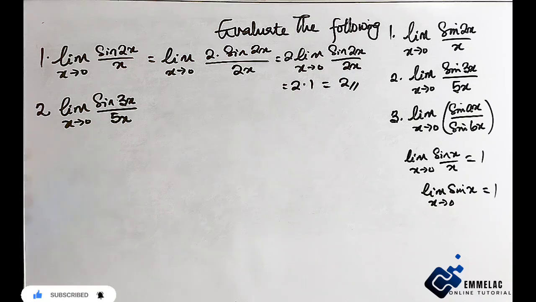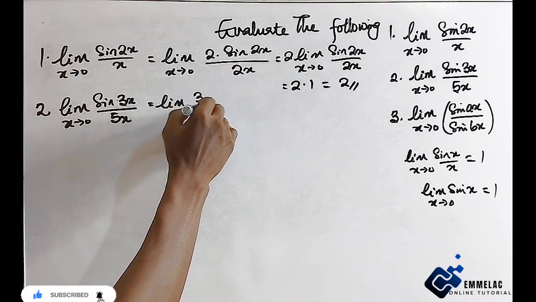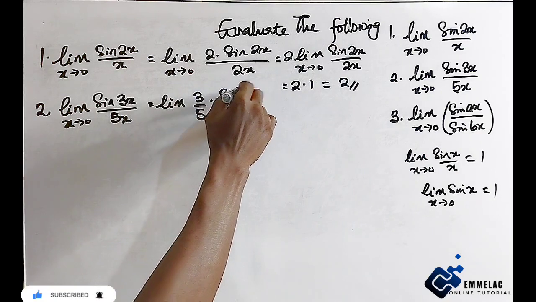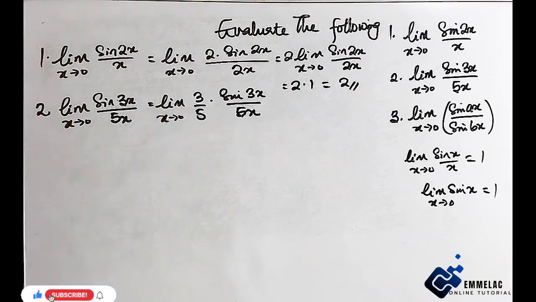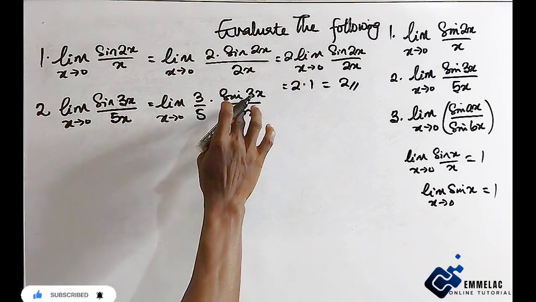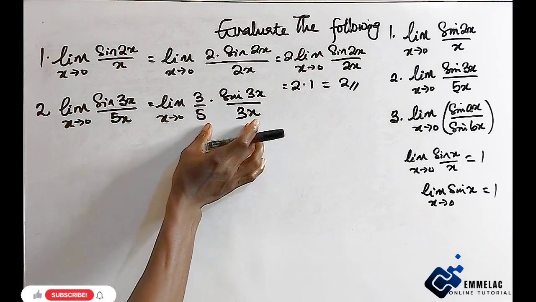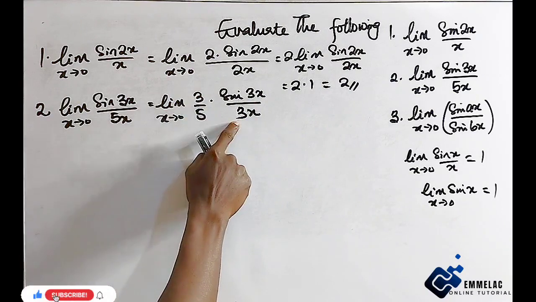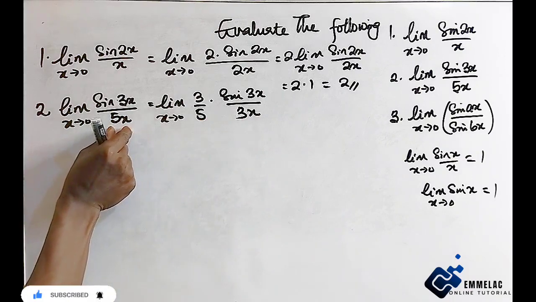And how do we do this? We can write the limit as 3 over 5 times sine 3x all over 3x as x tends to 0. Now if we solve this function here, the 3 divided by 3 is eliminated and we are left with 5x. It will give us back to the original.